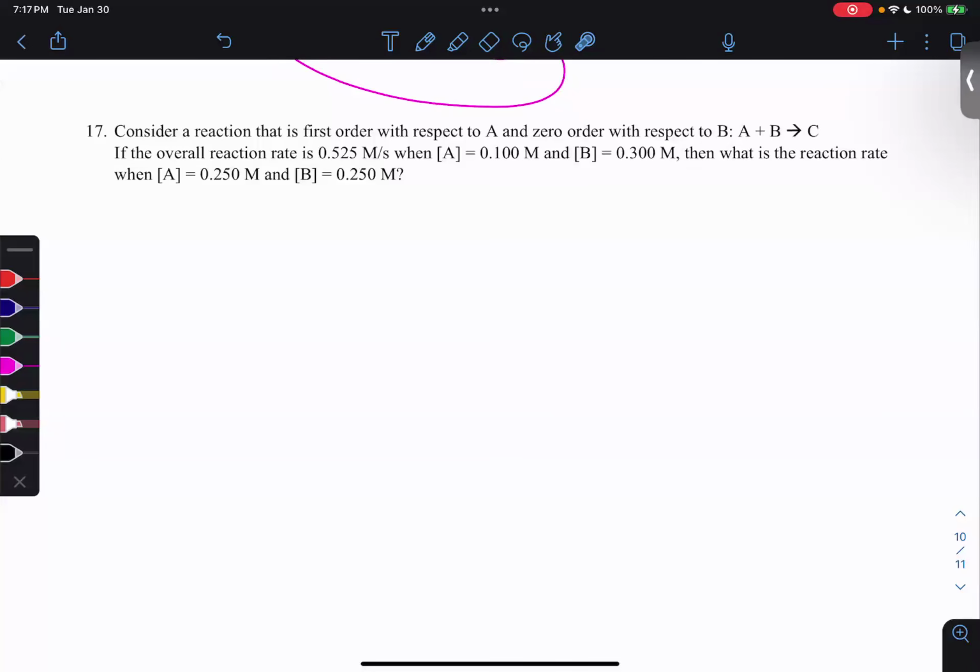We can just give you the order. So consider a reaction that's first order with respect to A, 0th order with respect to B. You should be able to write the rate law. So for that first sentence, what is the rate law? Rate equals a constant times what? A to the 1, and then what else? Or is that it? That's it, yeah.